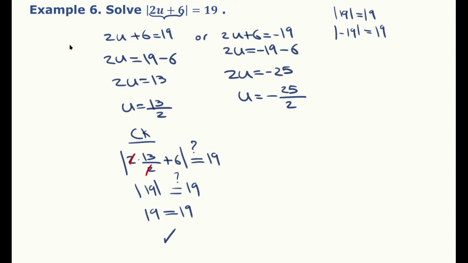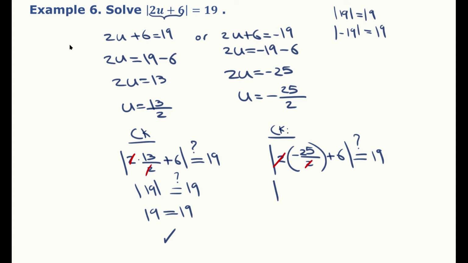Now we're going to check this one. So we want to know, remember, we always plug in for u into the original equation. So we want to know if the absolute value of 2 times negative 25/2 plus 6 ends up equaling 19. Now we notice that we can cross cancel here.